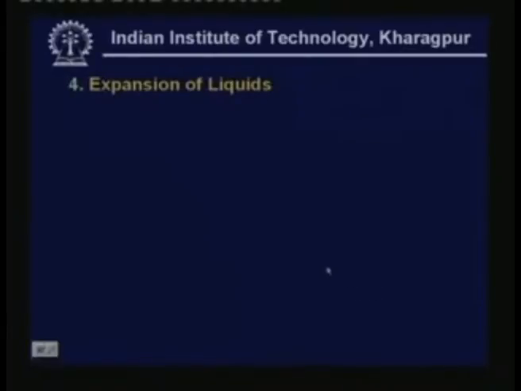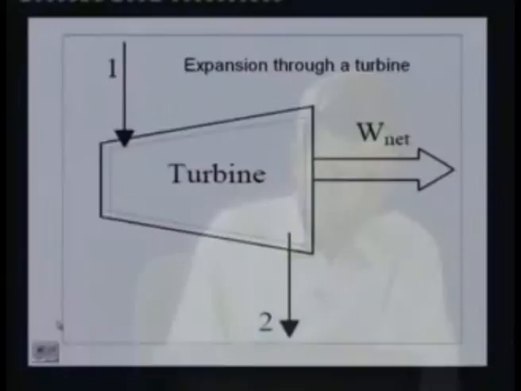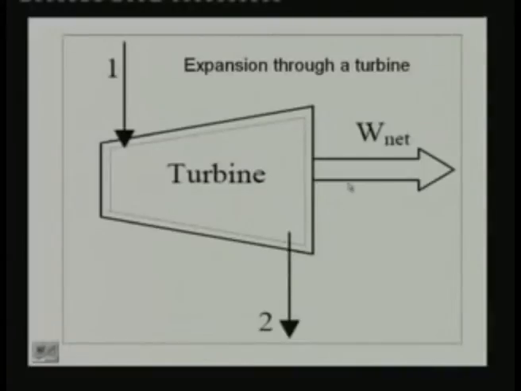Now let us look at the expansion of liquids. When a high pressure liquid flows through a turbine delivering net work output, its pressure and enthalpy fall. So if you have a high pressure liquid at your disposal, you can reduce the pressure of the liquid. That means you can expand the liquid in two ways. The first way is by using a device called a turbine. So let us look at a turbine. What does a turbine do? A turbine delivers a net work output.